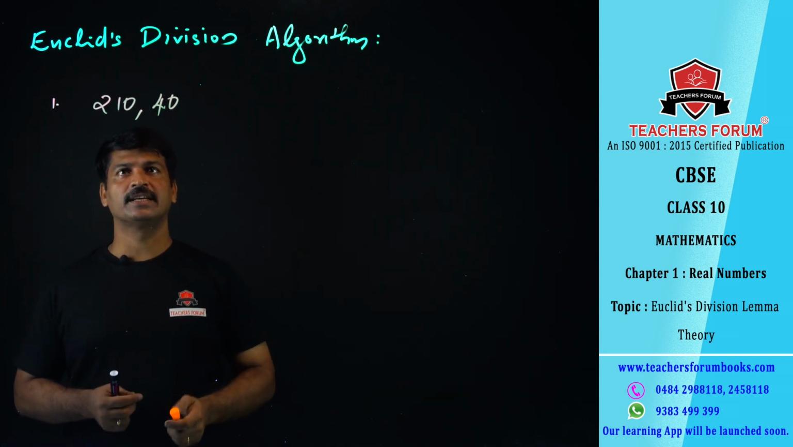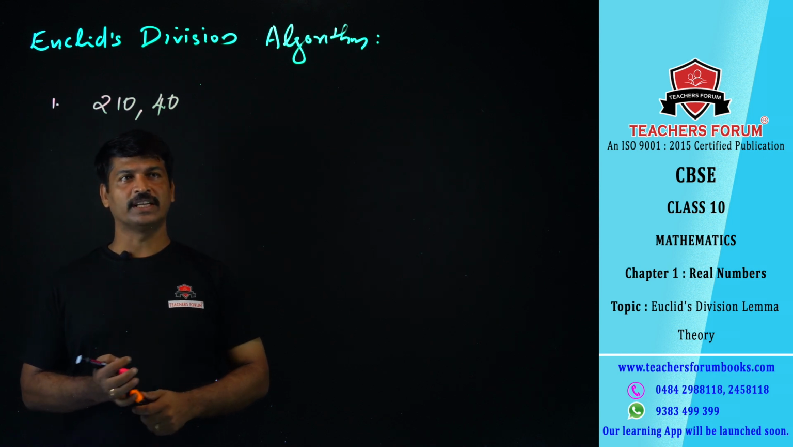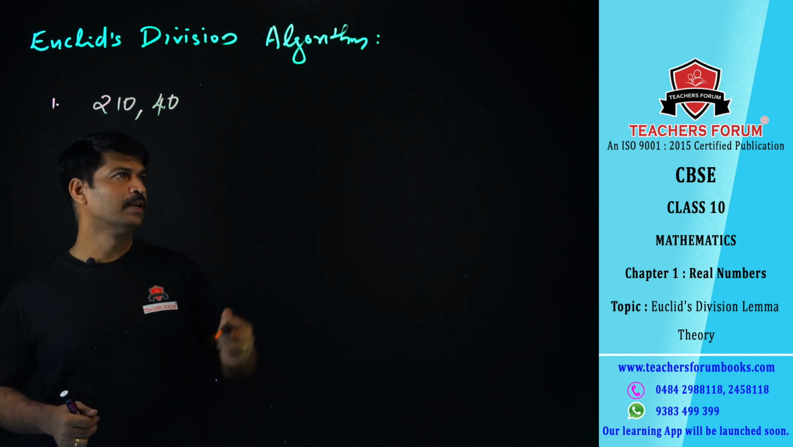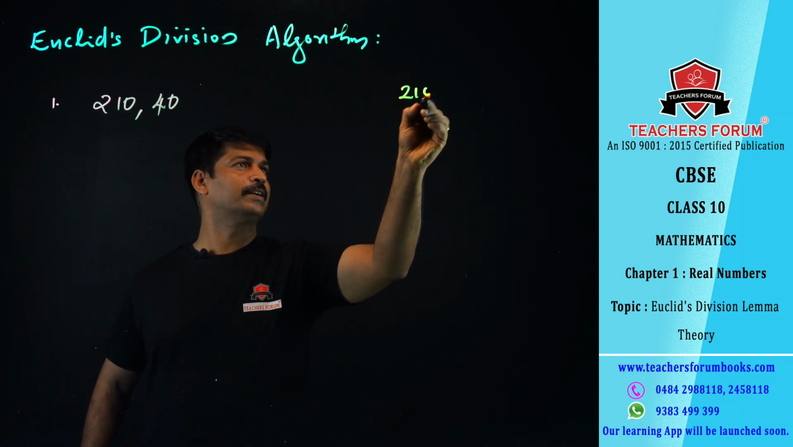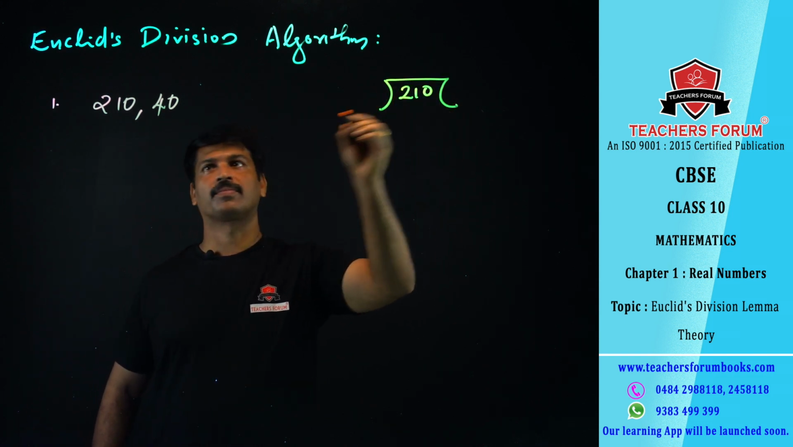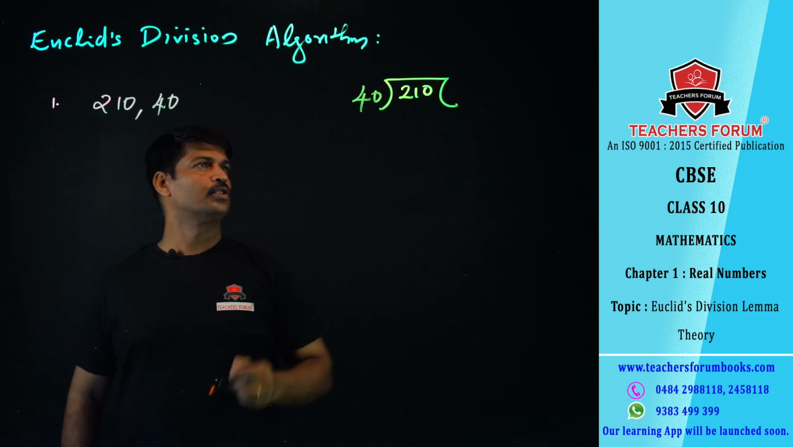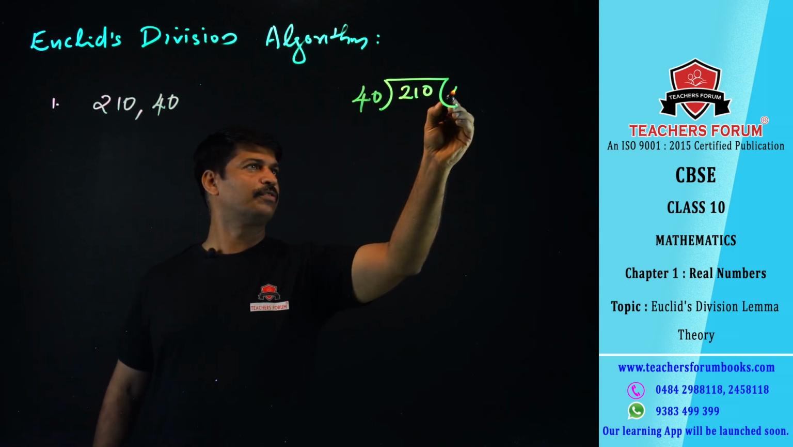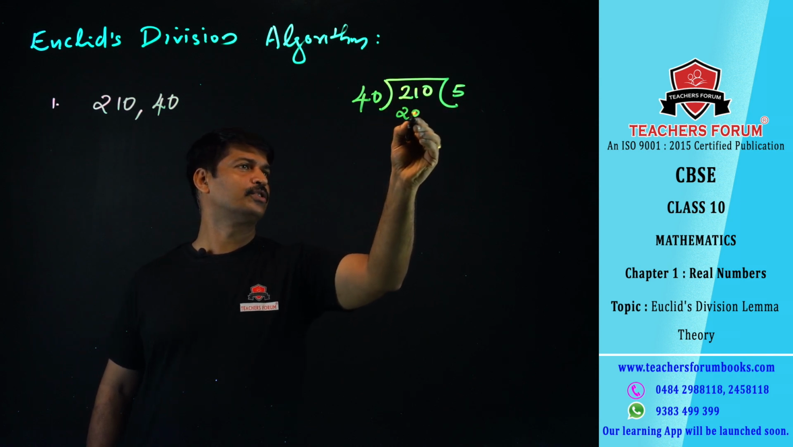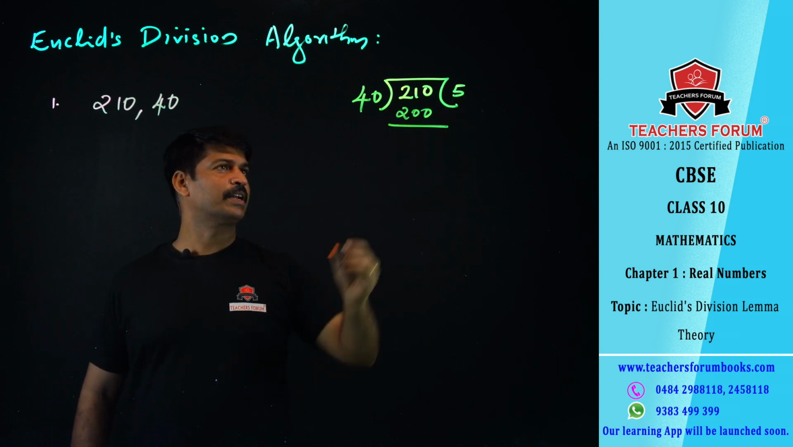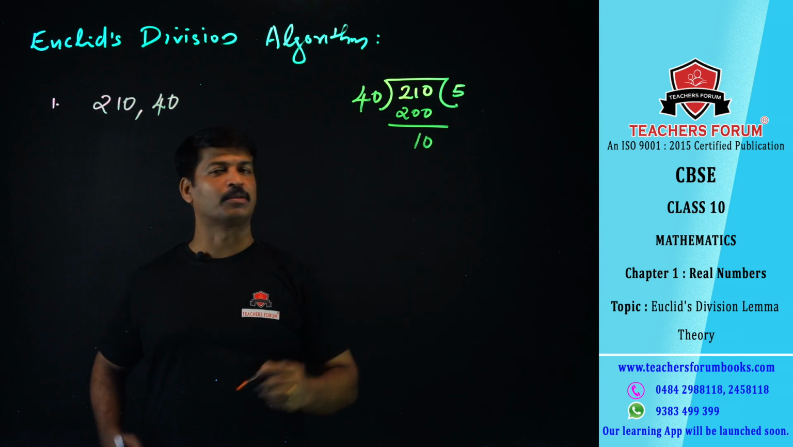Let us find the HCF of 210 and 40 using the division algorithm. Now let us divide. The larger number is 210, so let us divide 210 by 40. 40 goes 5 times in 210. 5 40s are 200. You subtract, you will be getting 10 as remainder.